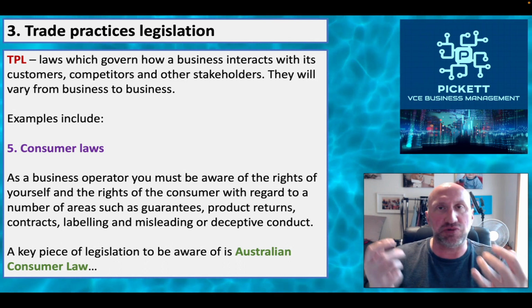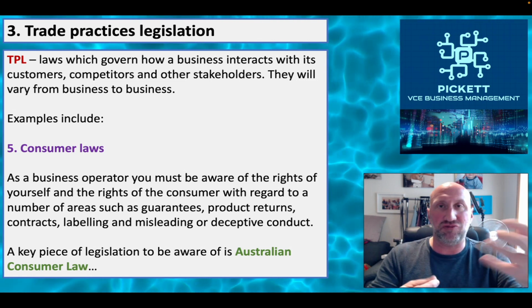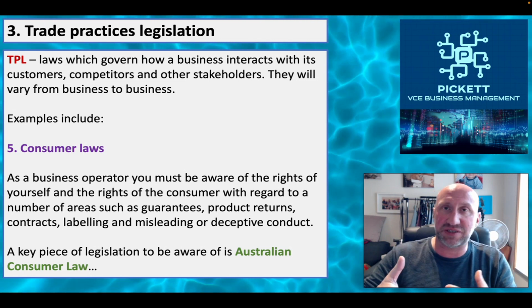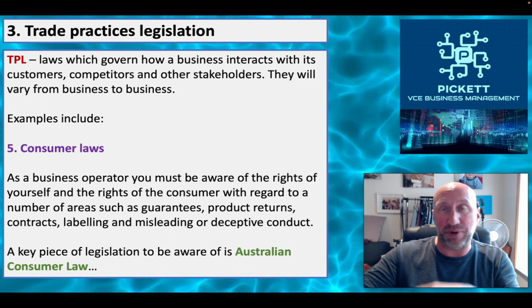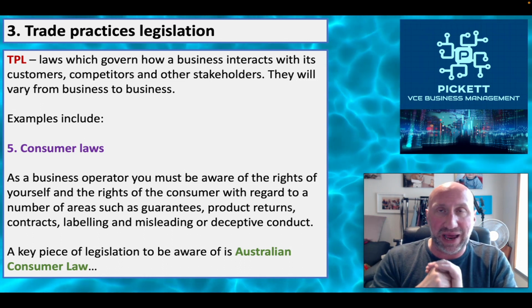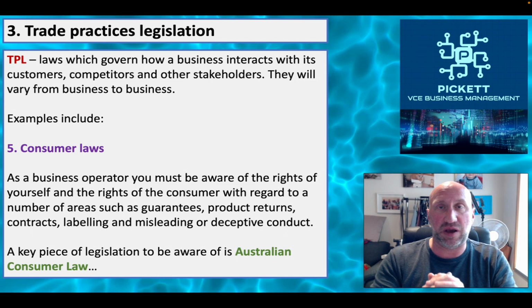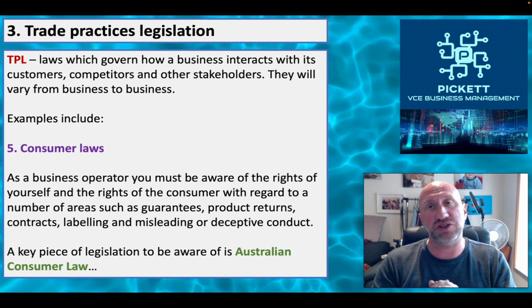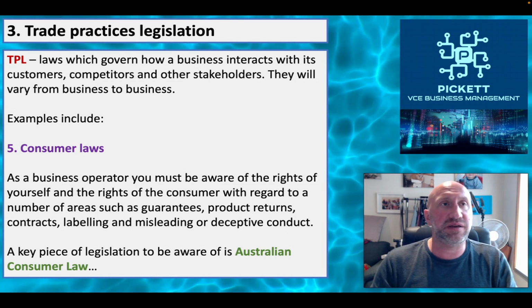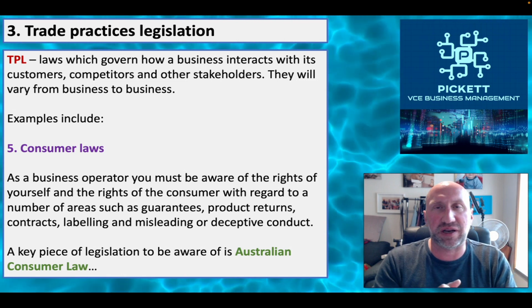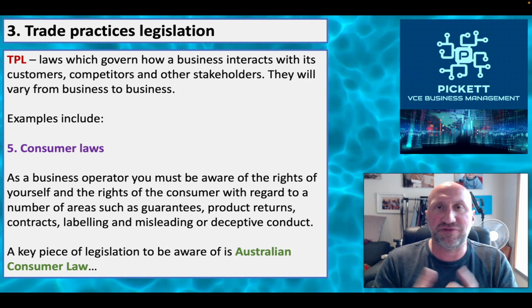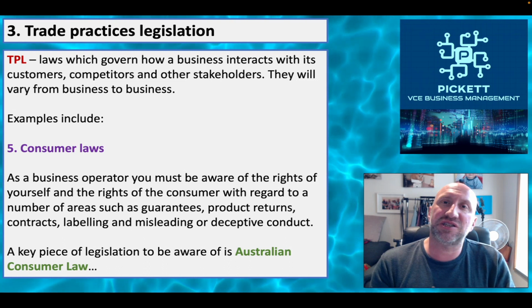A whole bunch of things you need to be aware of. So it's being aware of your rights as a business owner and the rights that anybody that buys from you also has. And the key piece of legislation to be aware of here is Australian consumer law. And I've talked about this in my classes. It's one of my favourite pieces of legislation we have here in Australia.